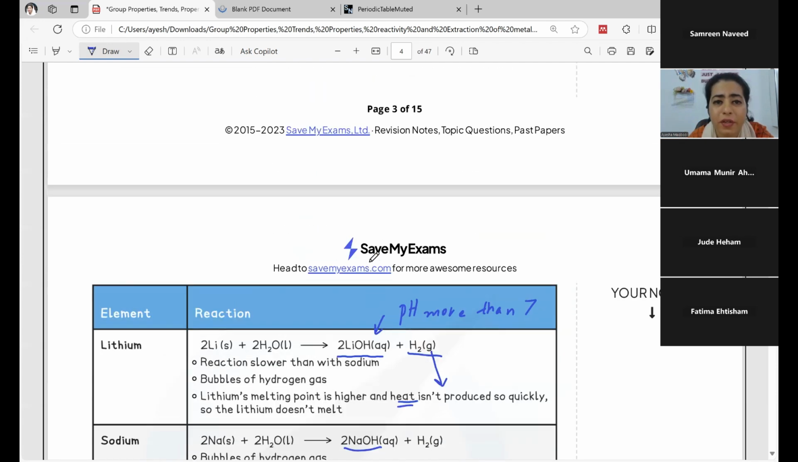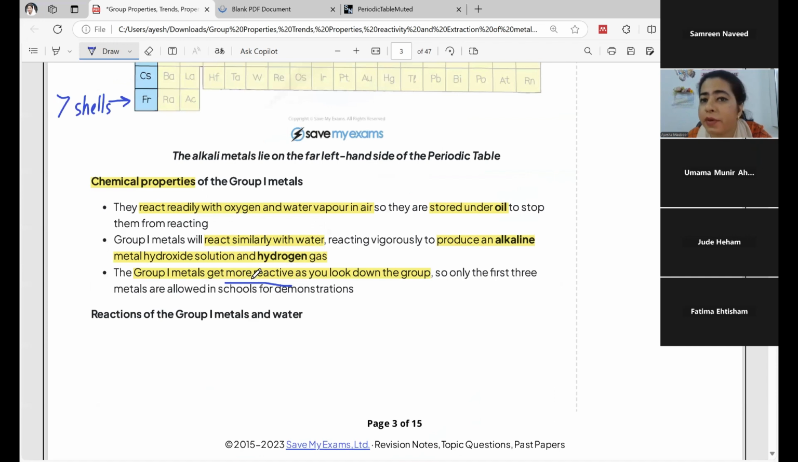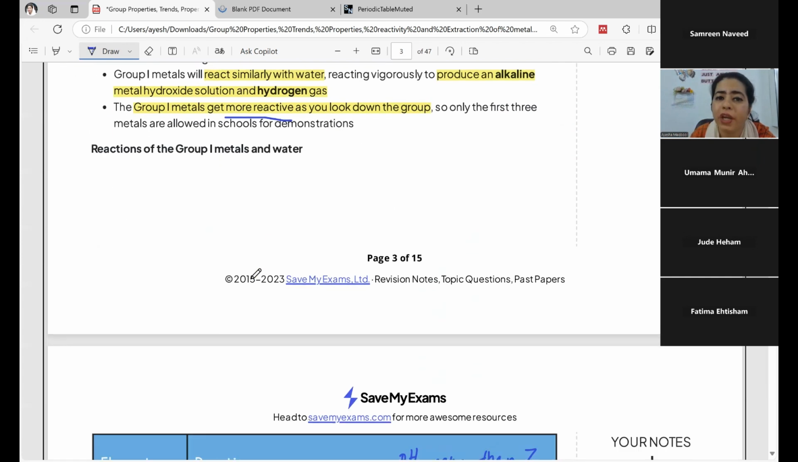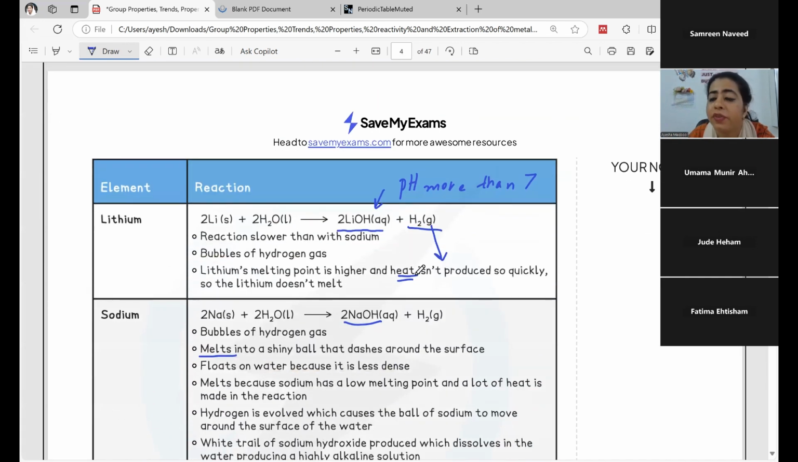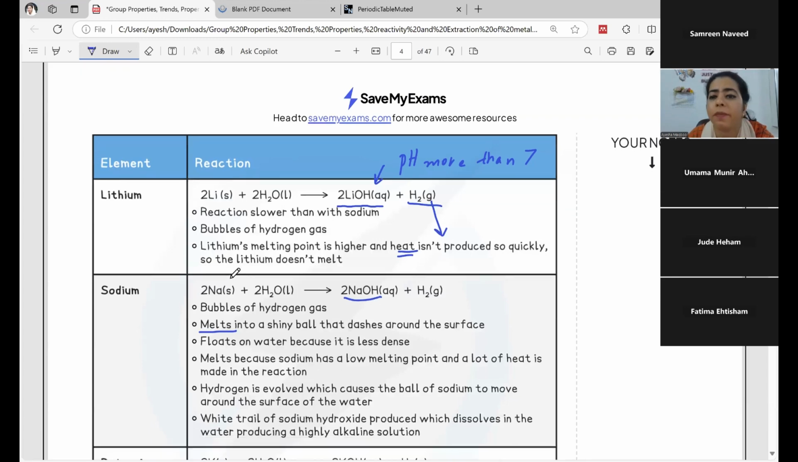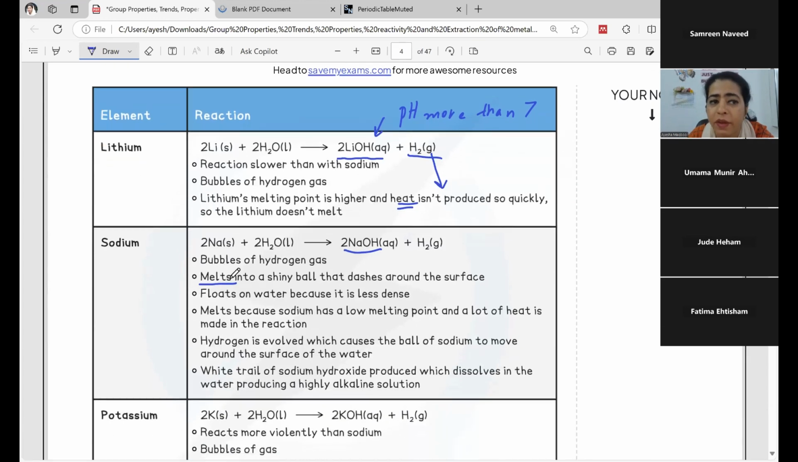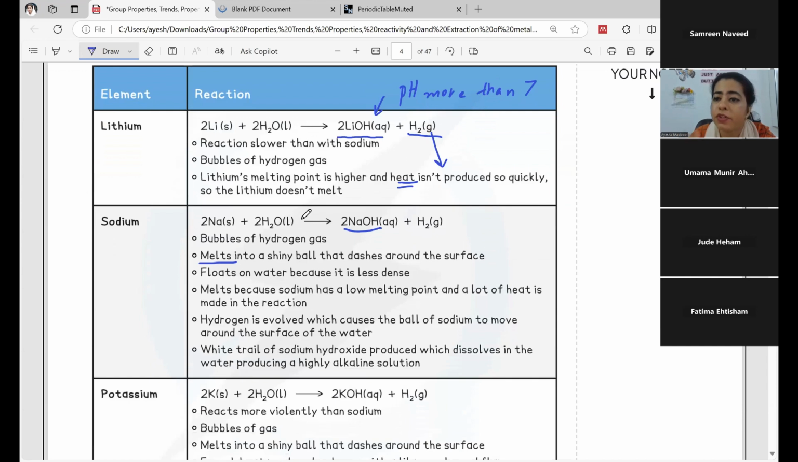See, what we said, they are getting more reactive down the group, right? When they react, they produce heat. So the top one is going to react slowly, so it means it will produce heat slowly as well. And that slow heat will not be enough to melt it. So lithium will not melt quickly, you can say. Sodium, because it is more reactive now, will produce more heat now, so it will start melting.